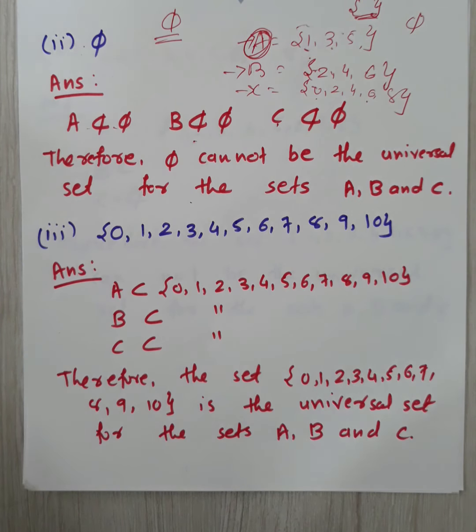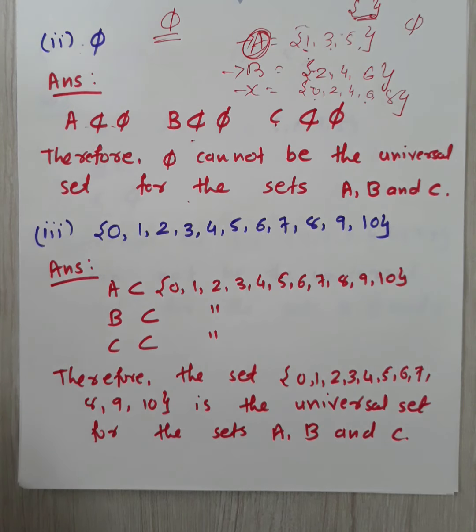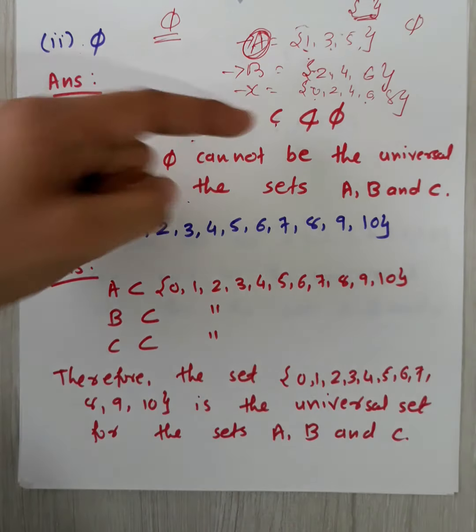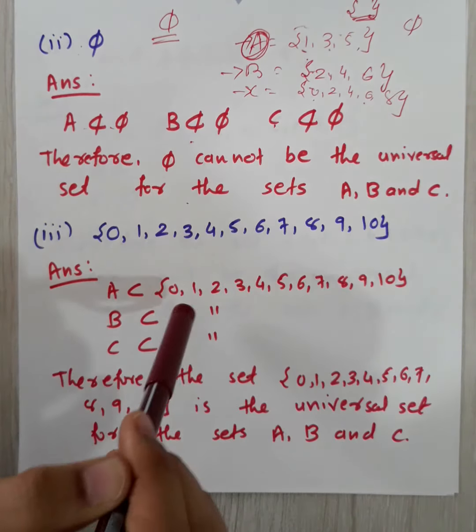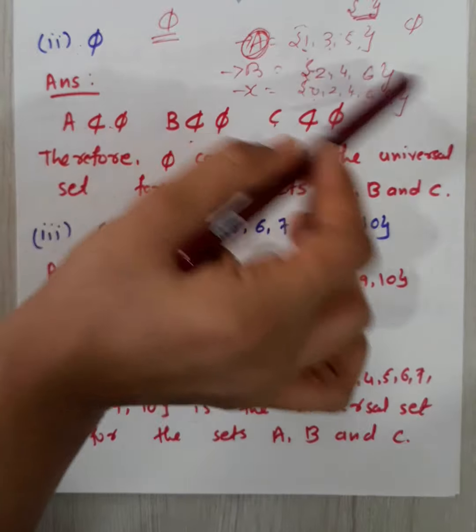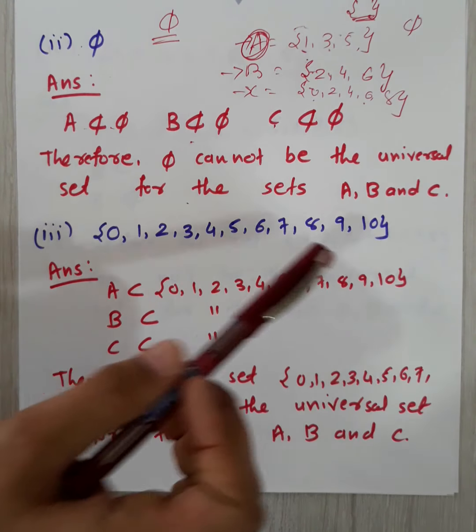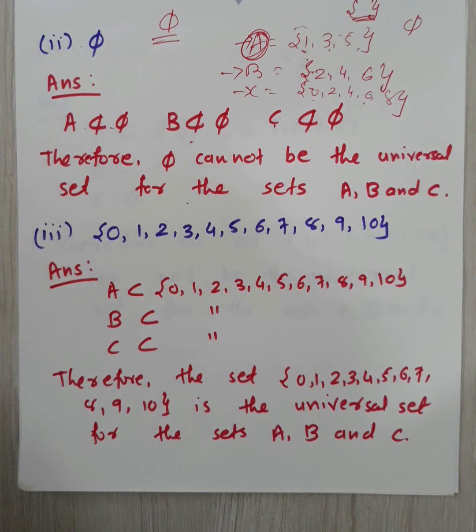Okay. I hope you understood. Now third is {0, 1, 2, 3, 4, 5, 6, 7, 8, 9, 10}. Now you have to check whether this is the universal set of these 3 or not. A is a subset of 0 to 10? Yes, because 1, 3, 5 is there. B, 2, 4, 6. Is B a subset of this or not? Yes, 2, 4, 6. B is a subset of 0 to 10. C, 0, 2, 4, 6, 8. Yes, C is also a subset of this particular set. Therefore, we can say that the set 0 to 10 is the universal set for the sets A, B and C.